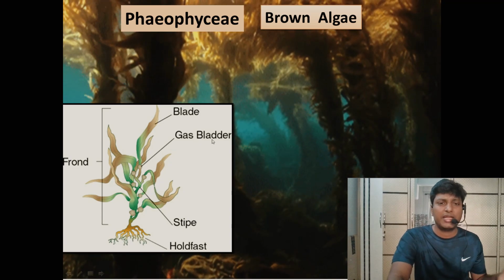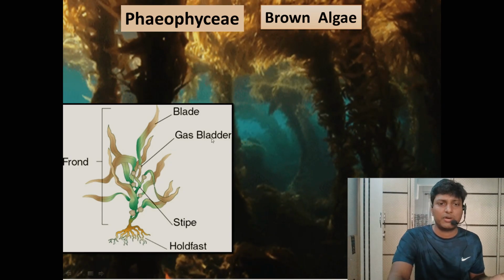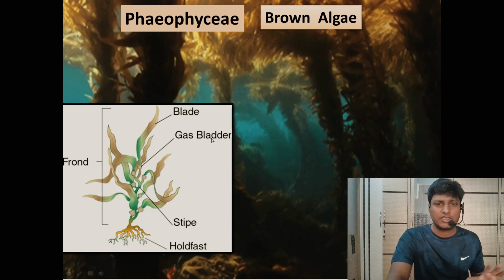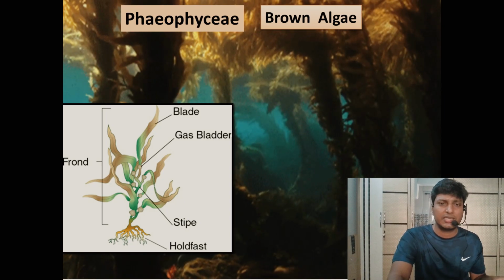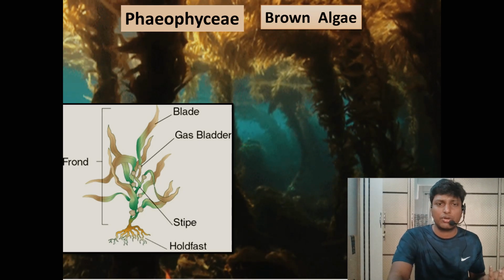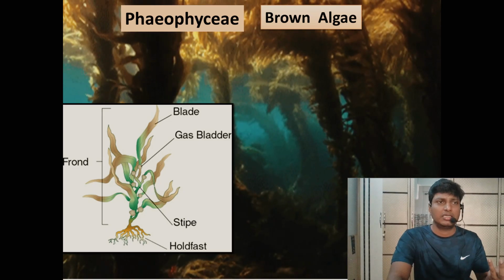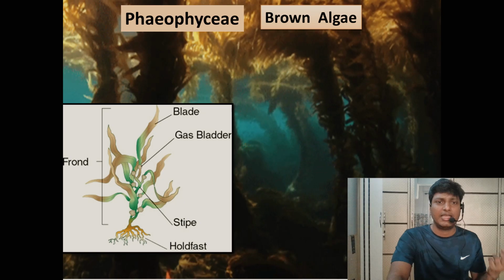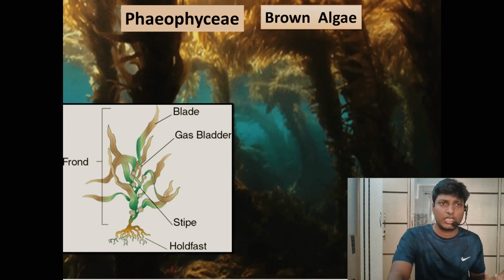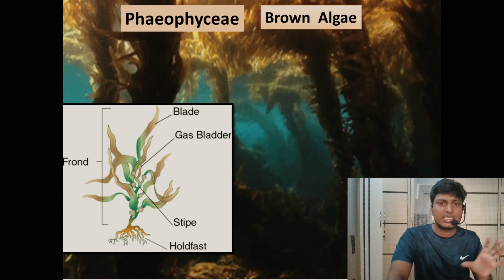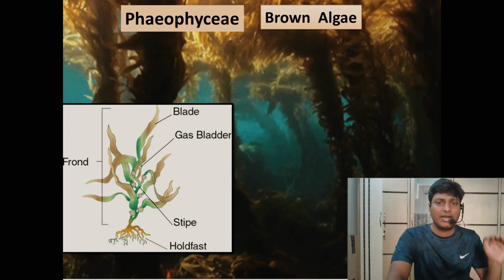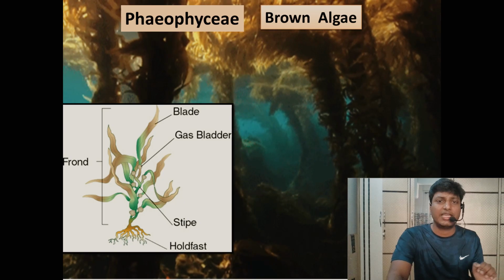Inside these blades they sometimes also have gas bladders, which are like vacuoles inside the leaves. These vacuoles contain air, as a result of which the overall density of the brown algae decreases, and that's the reason why they can float inside the water.